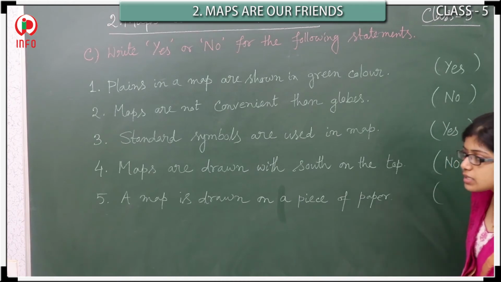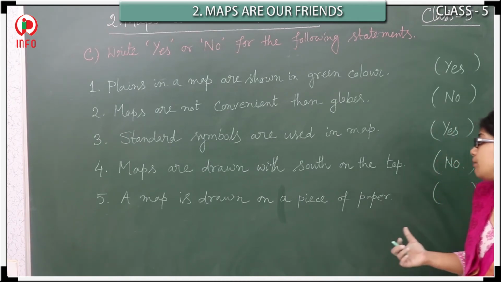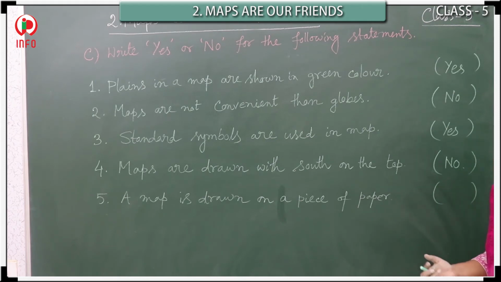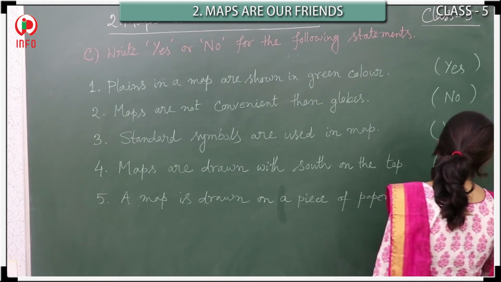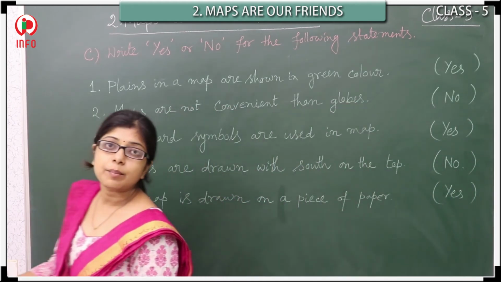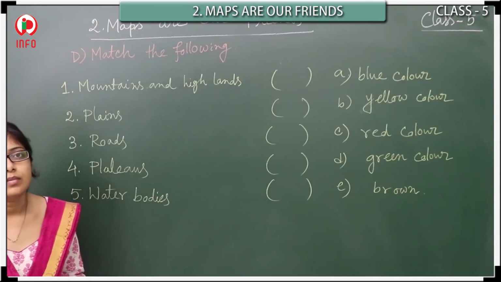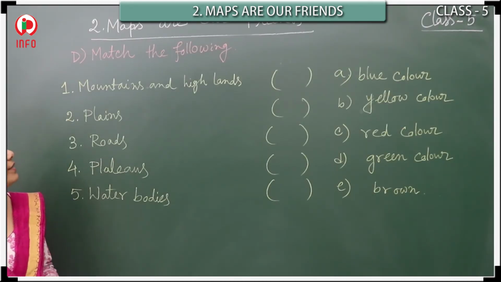What about the last one? The map is drawn on a piece of paper. That one is correct. So you have to write here yes. In this way we have completed the C bit also. Now we will discuss the D bit.